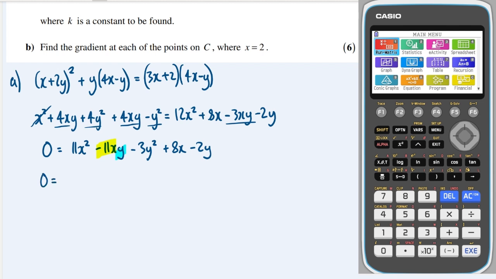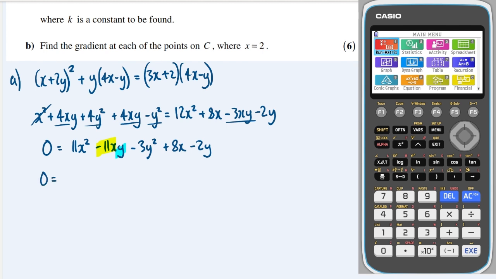So when we differentiate this with respect to x, this gives me 22x, and then this is a product, so I'm going to leave the left-hand side alone and differentiate the right to get dy/dx, and then differentiate the left-hand side to get minus 11, and then leave the right one alone. This is implicit, so that's going to give me 6y dy/dx. This is going to give me just 8, and this is going to give me 2 times y dy/dx.